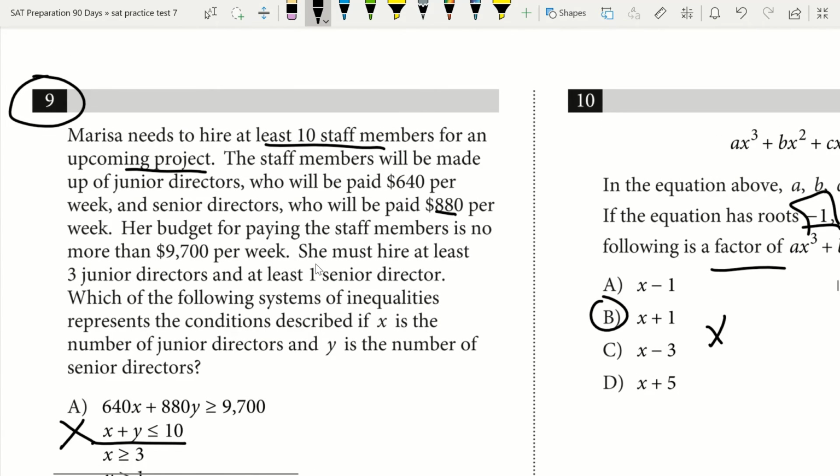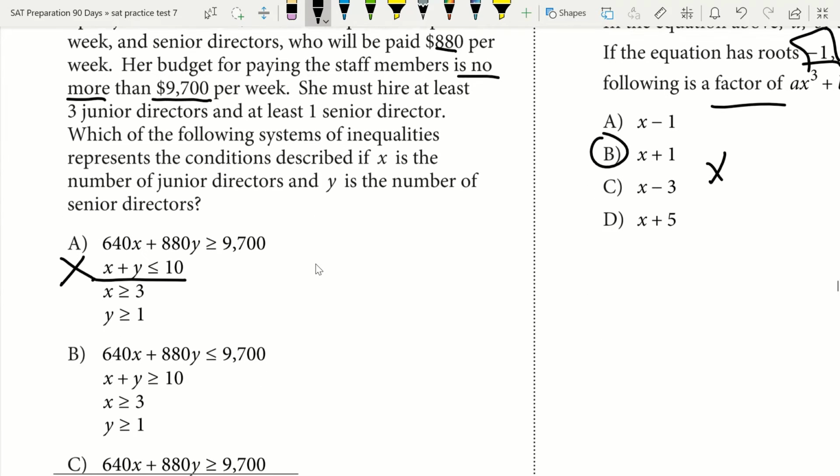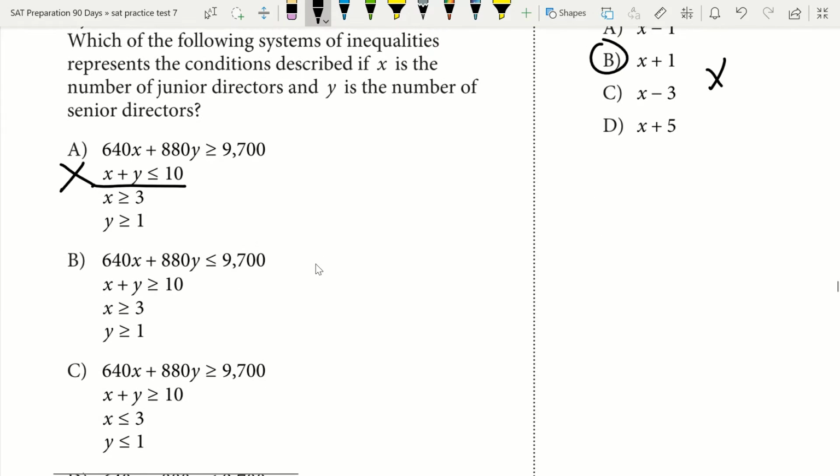Her budget for paying the staff members is no more than $9,700 per week. Key part here is no more. She can't spend more than $9,700. Therefore, $9,700 must be greater than that 640X plus that 880Y. Now I know I'm between B and C here because that part with 10, I know those both are correct here, so I can check mark those two.